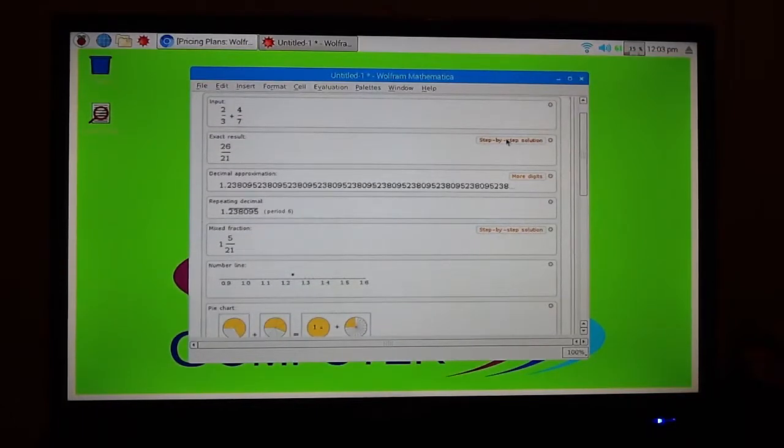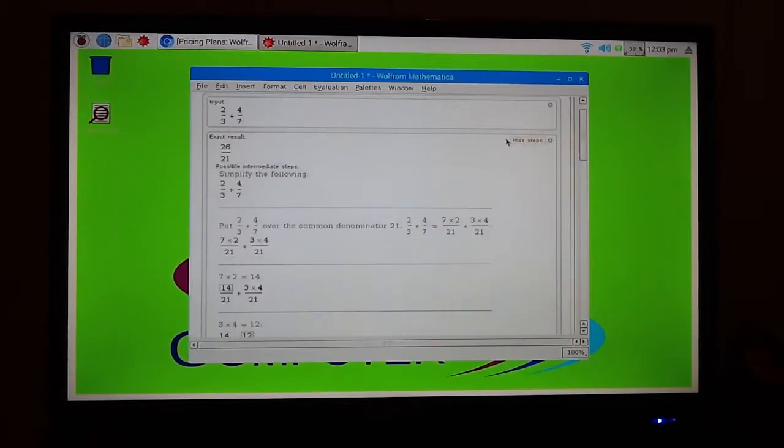Now, you say, well, I want to teach them the manual algorithm. So this is going to give us a step-by-step solution. Now, this will work now in the supercomputers. So I didn't have to join Alpha Pro to do this. There it is. And this is a step-by-step solution you will get if you join Wolfram Alpha Pro. With a regular computer, you get it automatically.